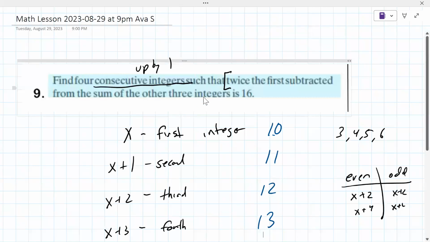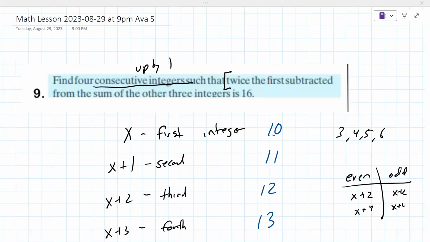And then if you want, you could try to verify that this works, like double the first, which is 20, and if you add these three up, you end up getting 36. 36 minus 20 is the 16, and you know that it works.